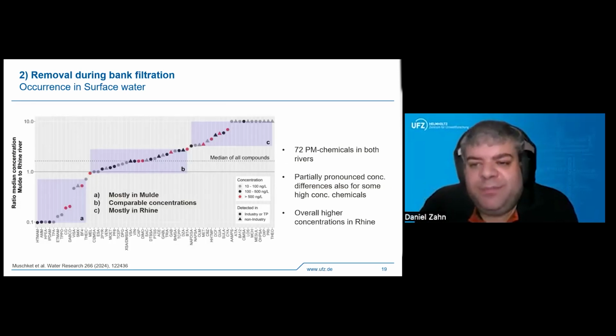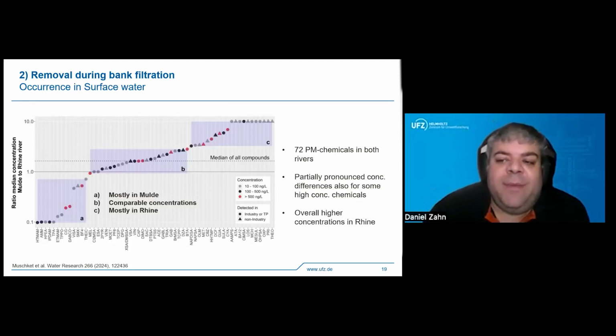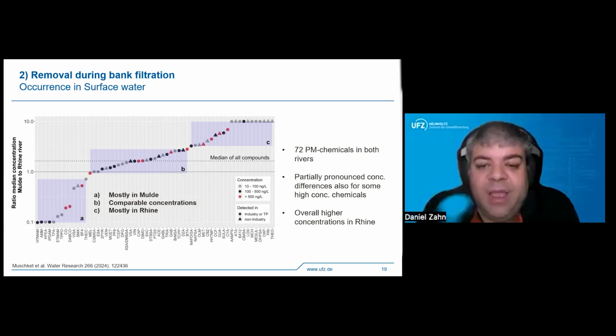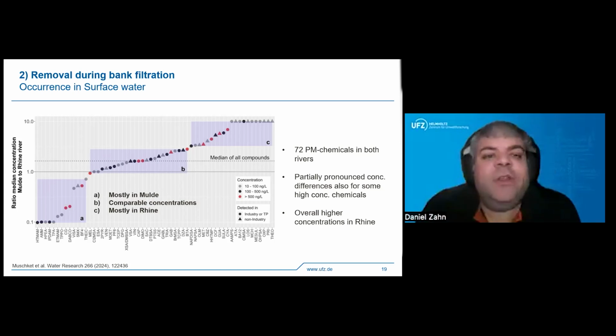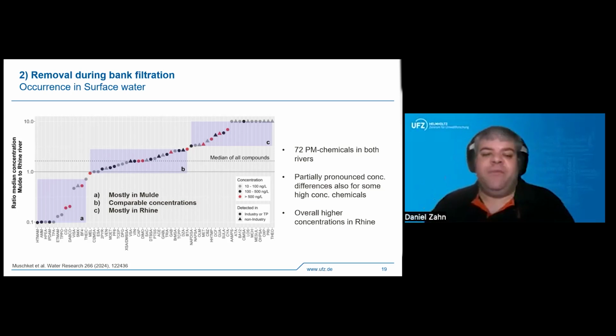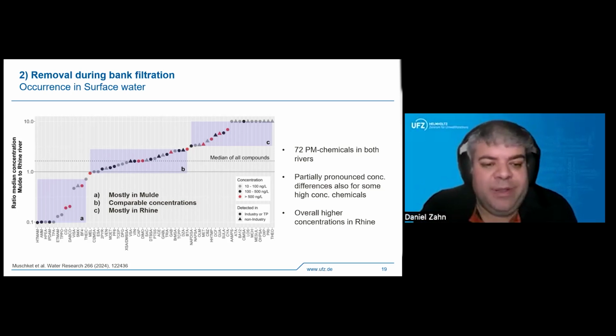Comparing our two rivers, we had 72 chemicals in both river systems, but we actually observed quite pronounced concentration differences. In general, the River Rhine was more contaminated. We observed higher concentrations there. When you look at this graph, you see basically the concentration ratio between the River Mulde and Rhine. So all the chemicals at the top, going towards 10 or above the line, had higher concentrations in the River Rhine, and all the chemicals at the bottom had higher concentrations in the River Mulde.